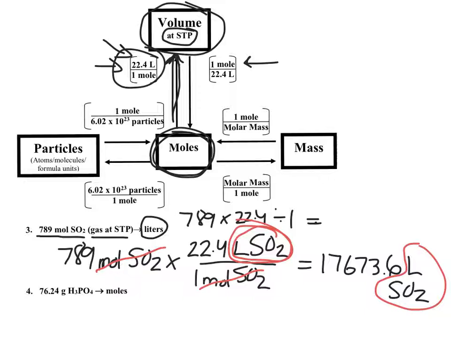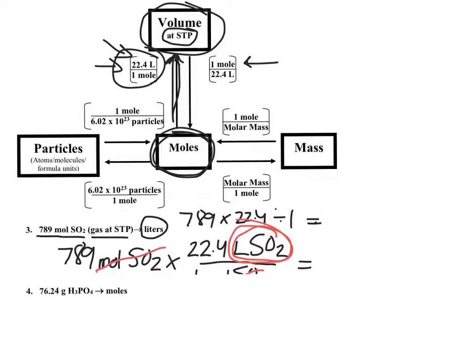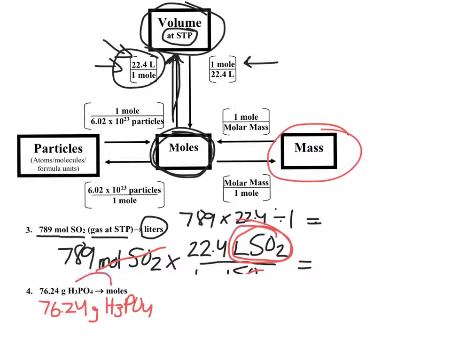I'm going to erase up the answer here, so write that down in order to make room for question number 4, and then we'll get going. All right, question number 4, you have 76.24 grams of H3PO4, which is another way of saying phosphoric acid. Now, since I have grams, that means I'm in mass, and I'm trying to go to moles, which means I'm going to go to Mole Island.